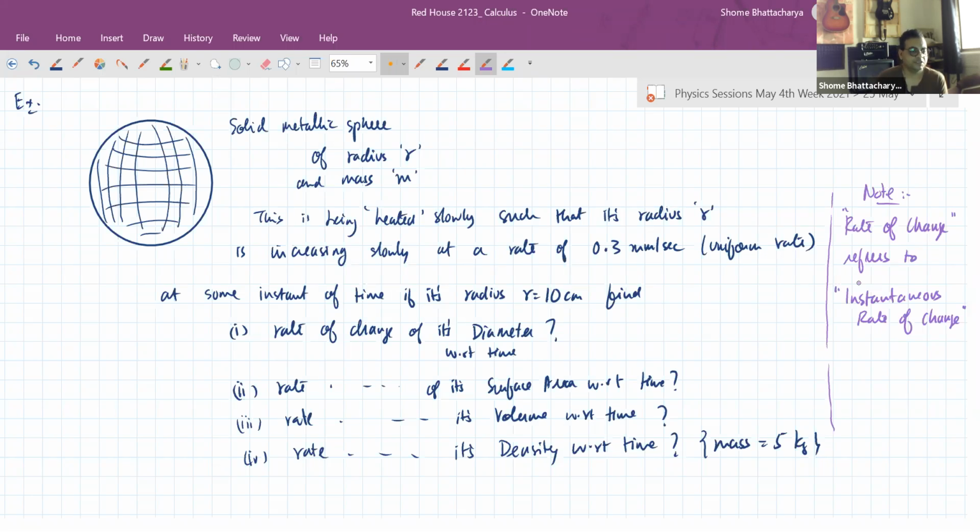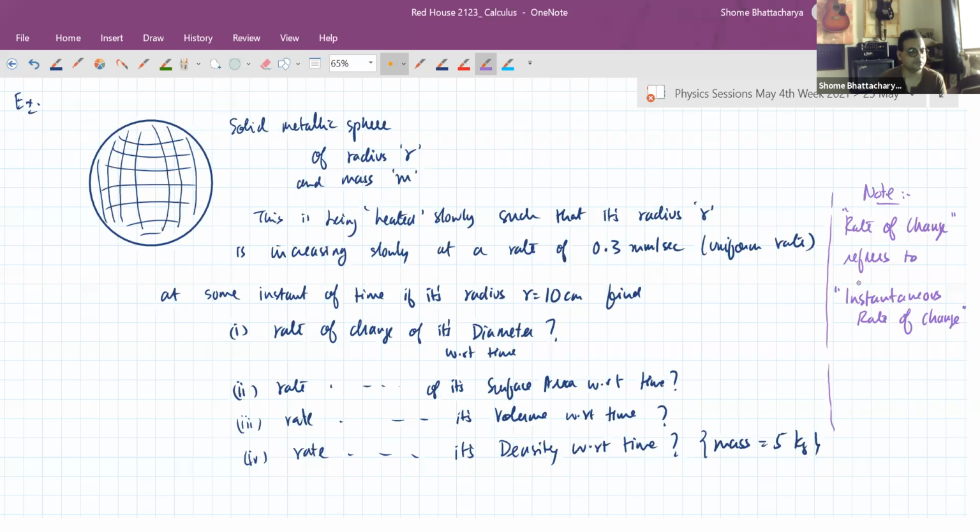Okay, so hope it makes that clear. So here you will just use that chain rule concept that we discussed above. Each of these quantities, whether we talk diameter or surface area or volume or density, they are all functions of R. And R itself is changing with respect to time, such that the instantaneous rate of change of R with respect to time is uniform. So dr by dt is 0.3 millimeters per second.